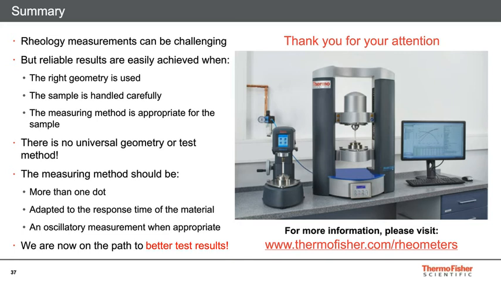Just remember, there is no universal geometry or test method to handle all materials under the sun. Okay, we need to design our test method and geometry specific to that material or the material parameter that we want to characterize. Again, measuring method should be more than one dot, especially when dealing with complex materials. Remember, viscosity is a curve, not a dot. The method should be adjusted and adapted to the response time of the material, especially at low shear rates or low deformation. And sometimes an oscillatory measurement is more appropriate for our material. Okay? And by keeping all of these things under consideration, we're now on the path to better results.